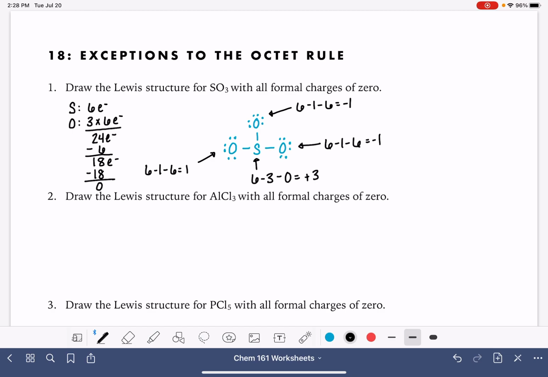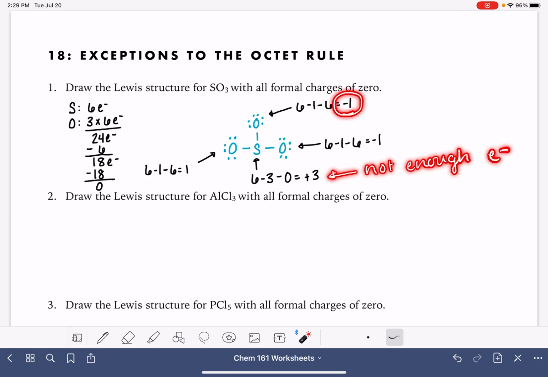So when we have an atom that has a negative formal charge like this oxygen, the negative formal charge just kind of in a way means that it has too many electrons. And when we have an atom with a positive formal charge, that kind of in a way means that it has not enough electrons. So what we want to be doing is taking electrons from atoms that have negative formal charges and using those electrons to form double bonds or triple bonds with atoms that have positive formal charges.